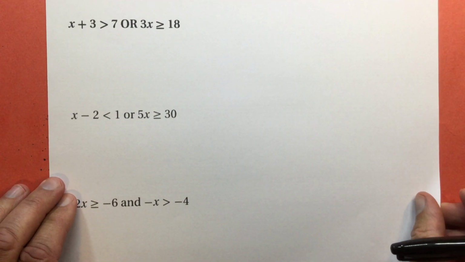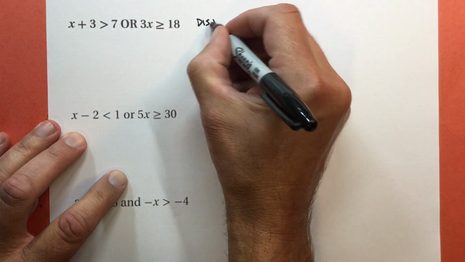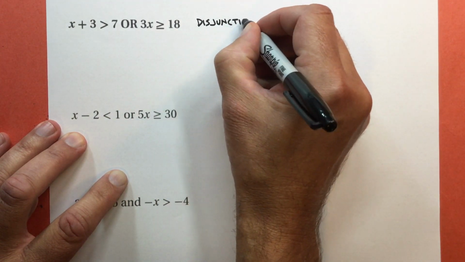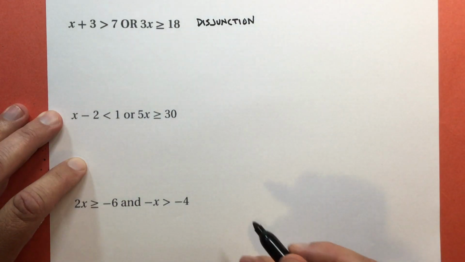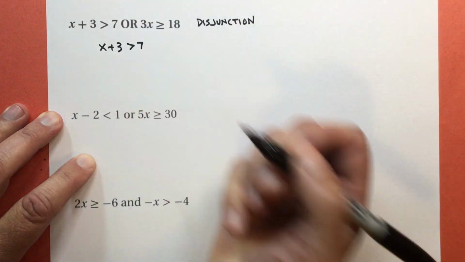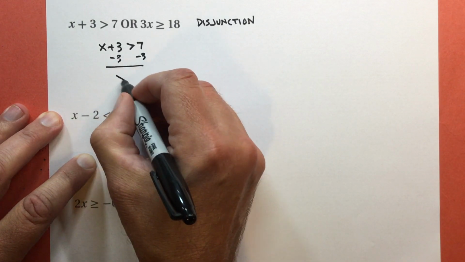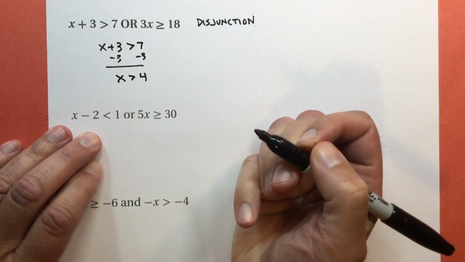All right? So this one has the word or. It is a disjunction. I might just start abbreviating. We'll see. X plus 3 is greater than 7. I'm going to subtract 3 from both sides. And I get x is greater than 4.